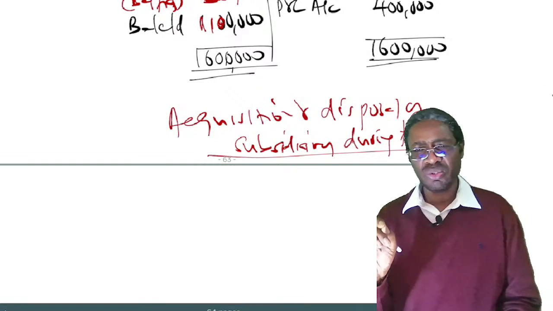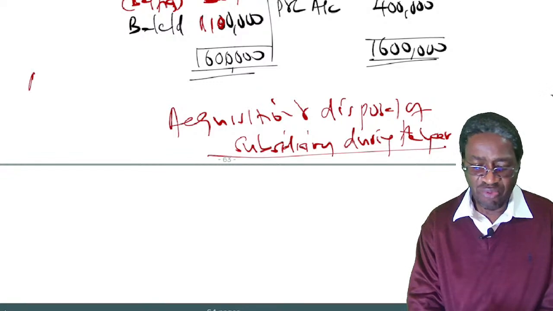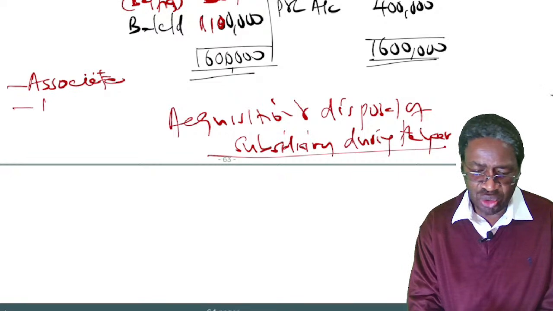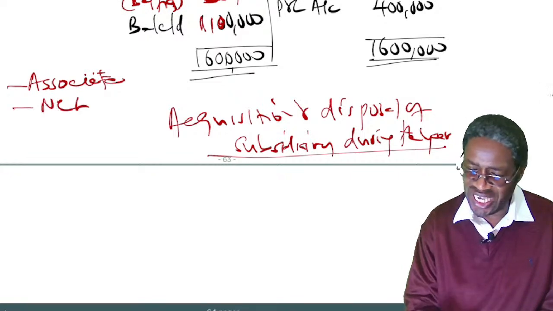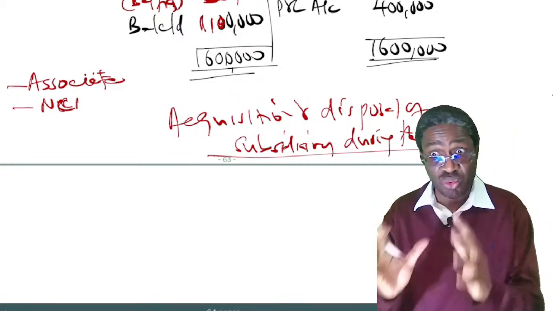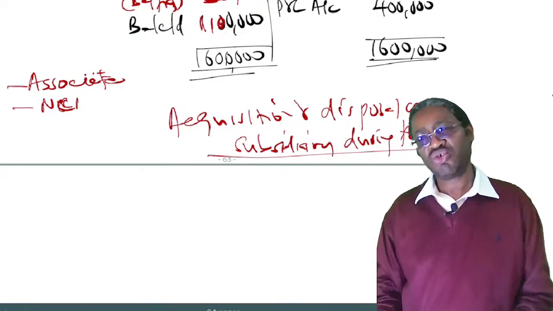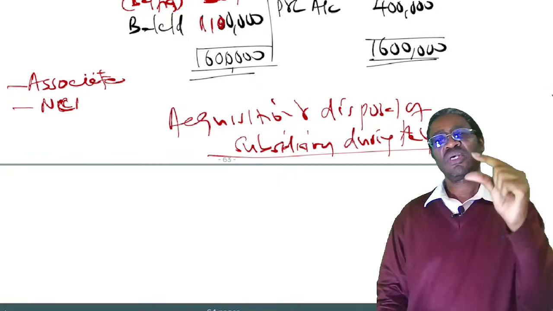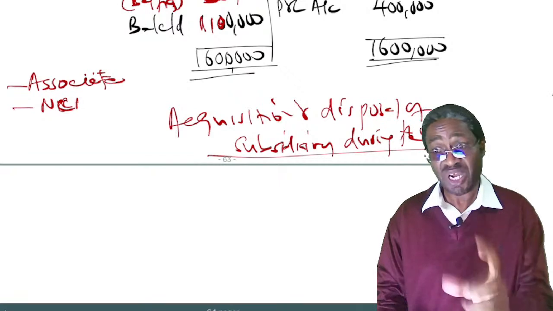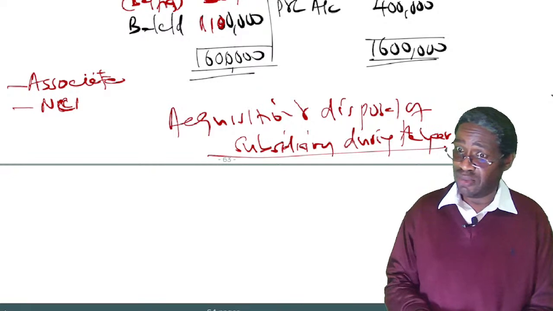on how to account for an associate and how to account for the non-controlling interest in the cash flow statement. We had discussed those two areas. When you are doing a group cash flow statement, how do you account for an associate? How do you account for the non-controlling interest as far as group cash flow is concerned? So those two, we had discussed them.